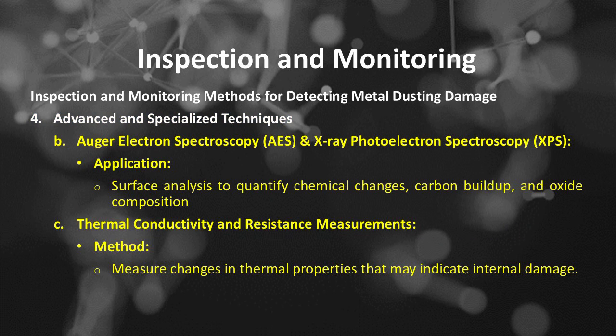Number B, Auger electron spectroscopy or AES and X-ray photoelectron spectroscopy or XPS. It is applied as surface analysis to quantify chemical changes, carbon buildup, and oxide composition. Number C, thermal conductivity and resistance measurements. Its method is to measure changes in thermal properties that may indicate internal damage.